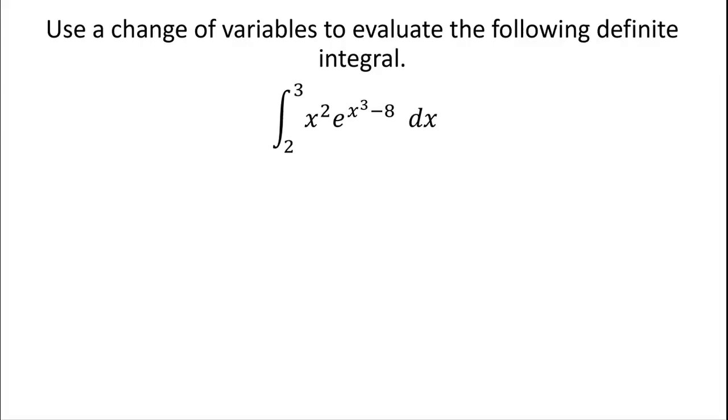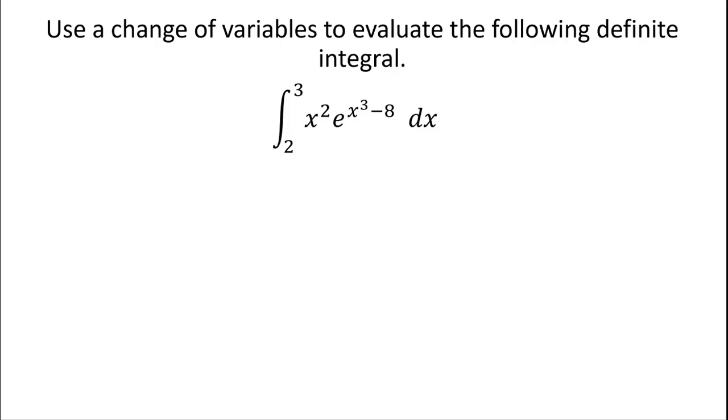In this example, we're asked to use a change of variables to evaluate the following definite integral. Our definite integral is x squared e raised to the x cubed minus 8 from x equals 2 to x equals 3. Now, because this expression, x squared times e to the x cubed minus 8, doesn't fit any of our integration formulas, maybe we can try u substitution.